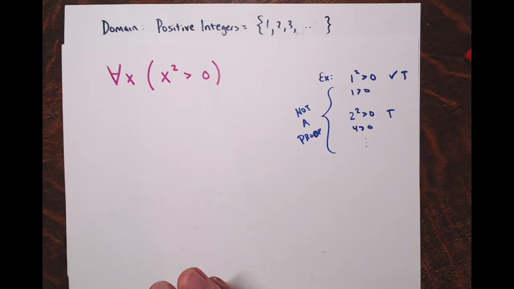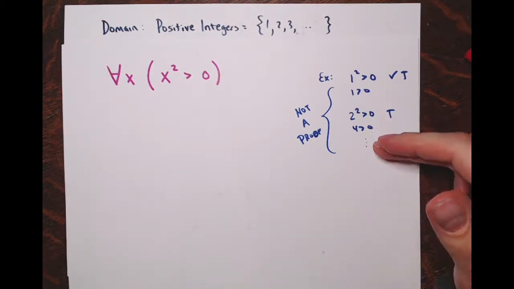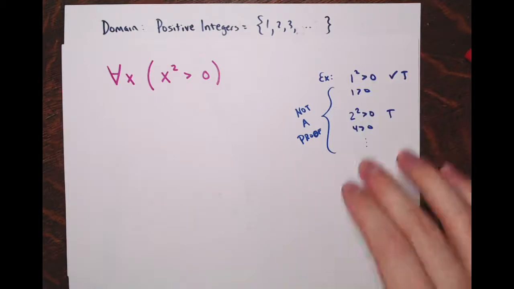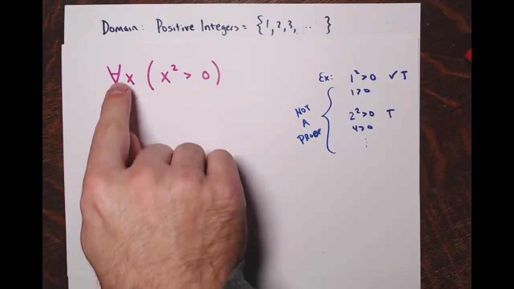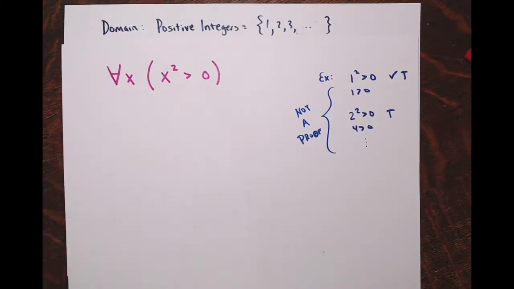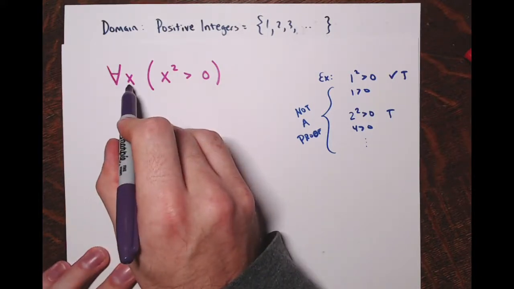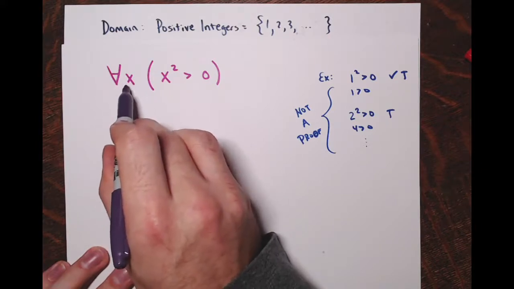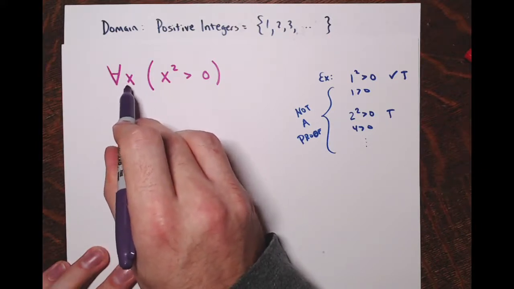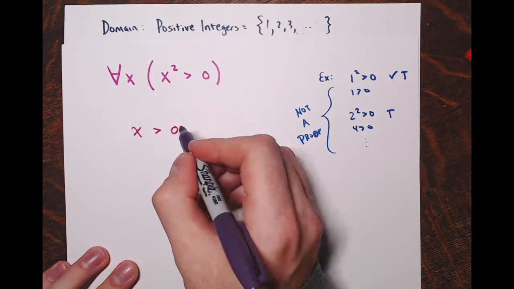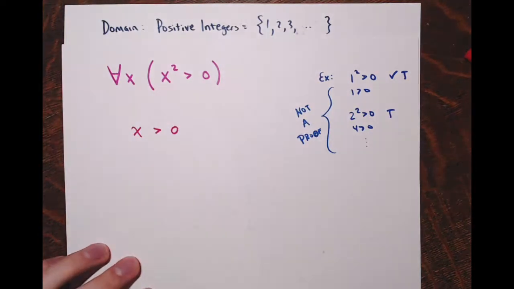These are just examples to see if I believe it, because who knows? Maybe there's a number 500,000 down that makes it false. I don't know. But just showing a few examples doesn't show a universal statement to be true. But I know again that x, if the values in my domain are positive integers, must be greater than 0. I'll start with something I know.